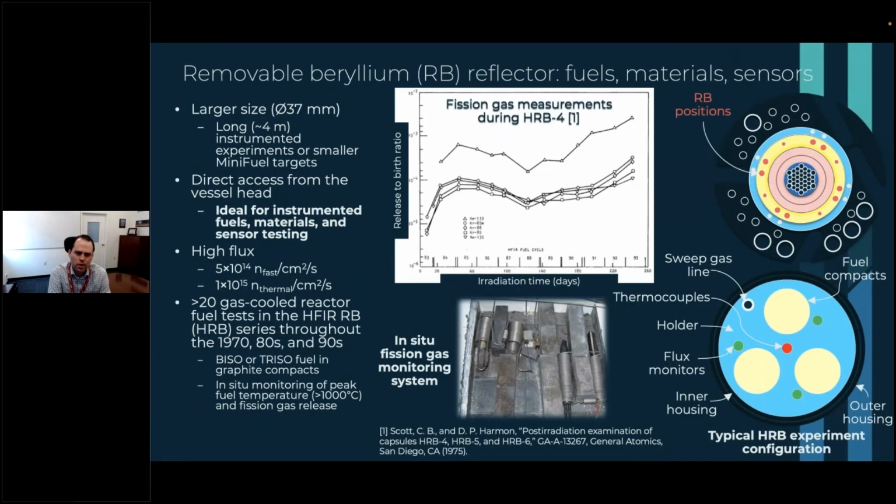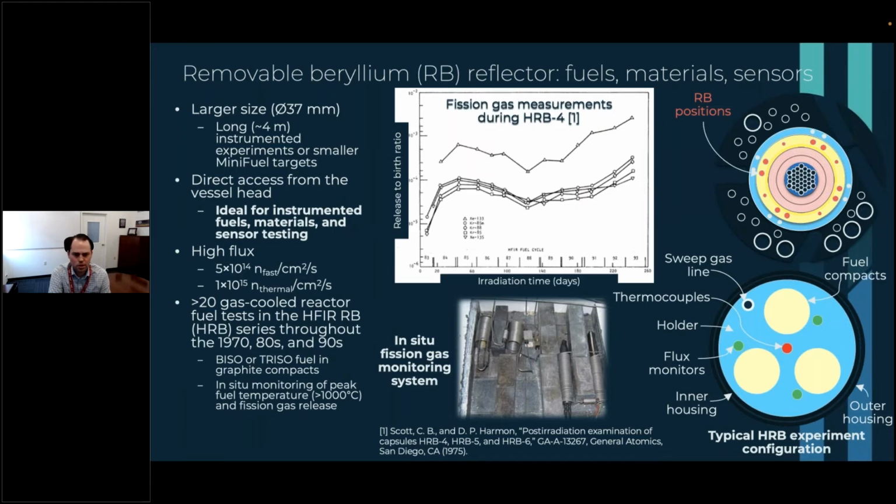So sort of in between these two locations is our removable beryllium positions, which are my favorite position because they kind of have a balance of both worlds. You get a larger size, about 37 millimeters. You can have very long experiments that can be instrumented. And I say that because they have direct access from the vessel head. So we can drop sensors down into the experiment. So we've used these facilities for doing fuels and materials irradiations, but also sensor testing.